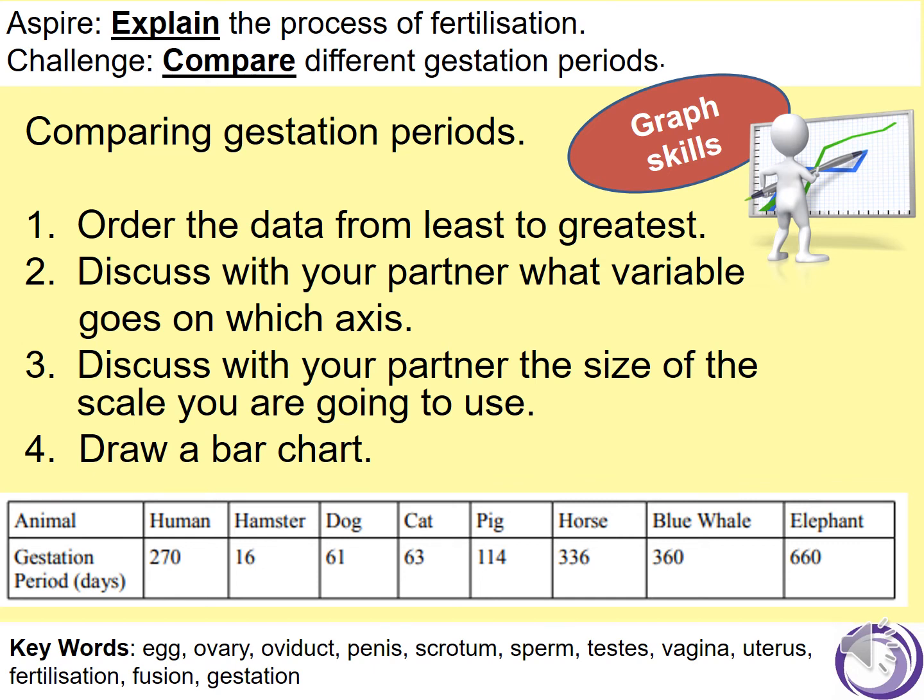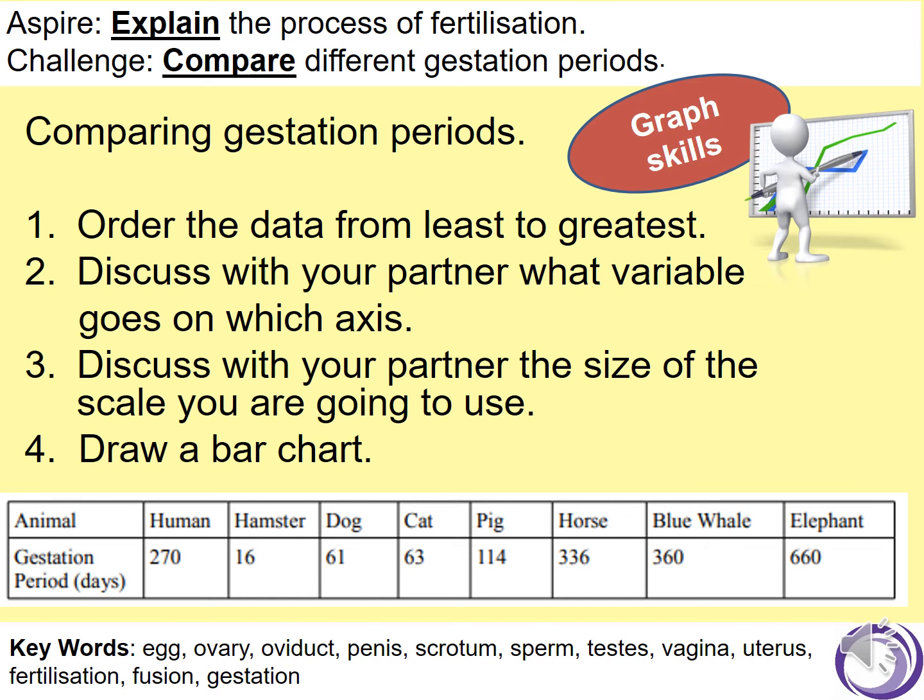So looking at that data, rather interesting, the gestation period for a hamster is only 16 days compared to an elephant, which is 660 days, and that's a massive difference. You can see a human in there with 270 days.